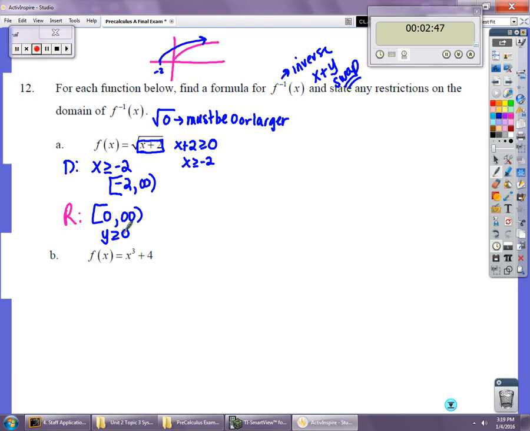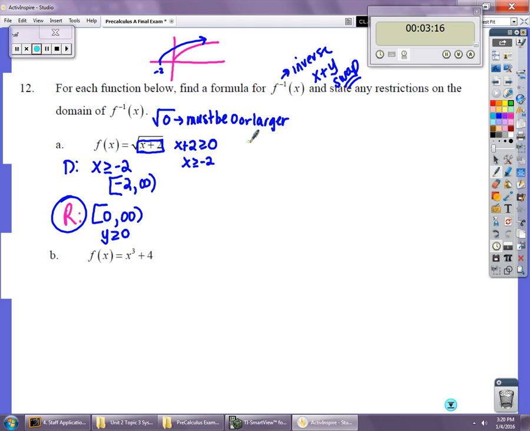Okay, the reason I did that is because it says I have to state any restrictions on the domain of the inverse. And the domain of my inverse is going to be the range of my original. Because the domain and range, the x and y, everything's going to swap. So since this one had a range from 0 to infinity, that's going to be the domain of my inverse. But I need to go find that new equation.